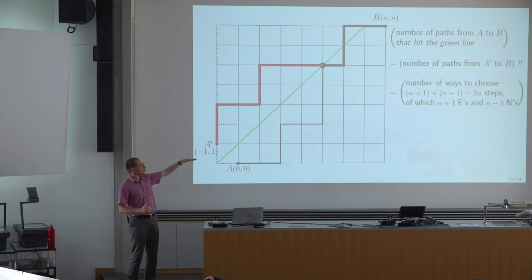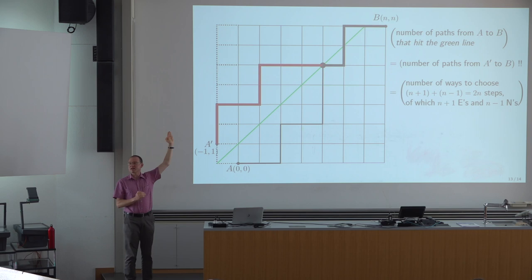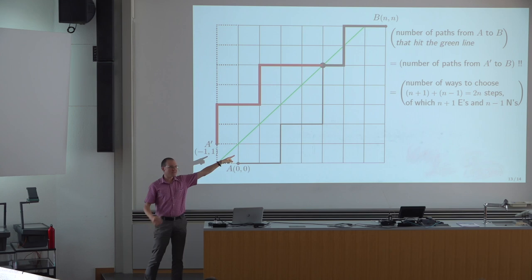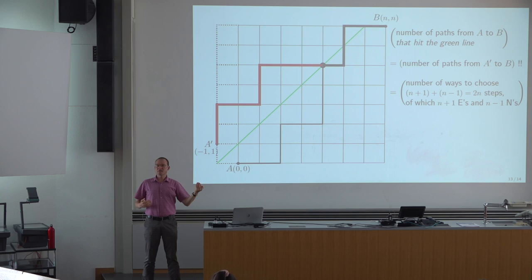You have to choose 2N steps. From here, you have to choose N plus one horizontal and N minus one vertical. Before, it was N horizontal, N vertical. Now it's N plus one horizontal, N minus one vertical. Again, it's total 2N, but the number of horizontal and vertical ones differ. And how many ways are there to choose a path consisting of 2N steps, of which N plus one are horizontal and N minus one are vertical?